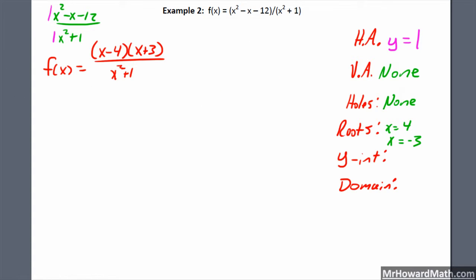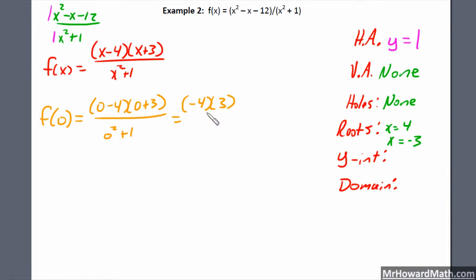Okay, so now that leaves us with finding the y-intercept. The y-intercept occurs always when x is 0, so we evaluate f of 0. So that would be filling in a 0 for x everywhere: 0 minus 4, 0 plus 3 in the numerator, and then 0 squared plus 1 in the denominator. So that would be negative 4 times 3 up top and 1 on bottom. So that would be negative 12 over 1, which is negative 12. So the y-intercept is (0, negative 12).